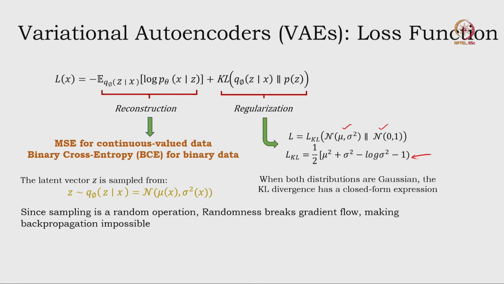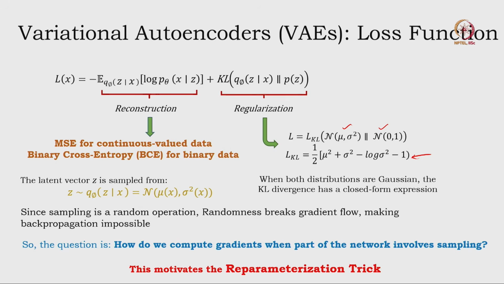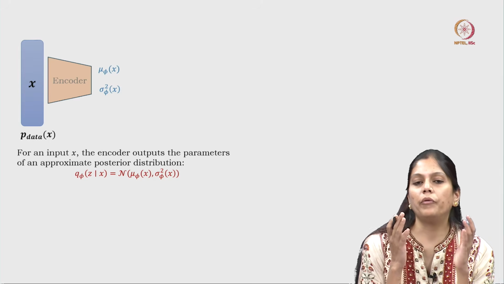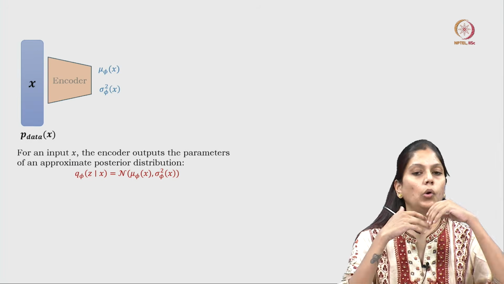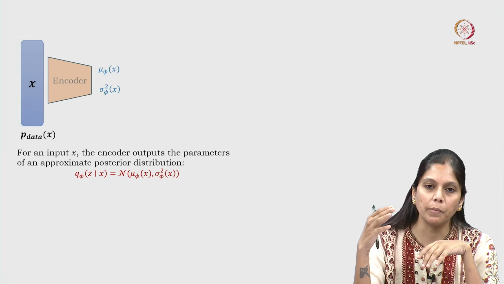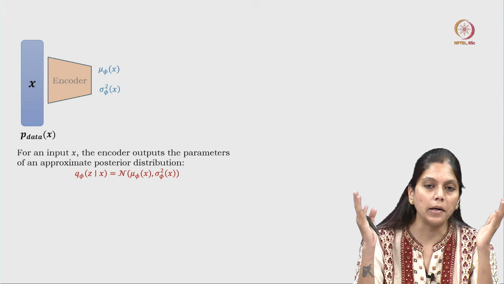The solution for this is the reparameterization trick. And what is the question? How do we compute the gradients when part of the network involves sampling? Therefore, we require this concept called the reparameterization trick. So, let us get into the details. We will be going very slowly, looking into each step, so towards the end of this session you will have complete clarity.